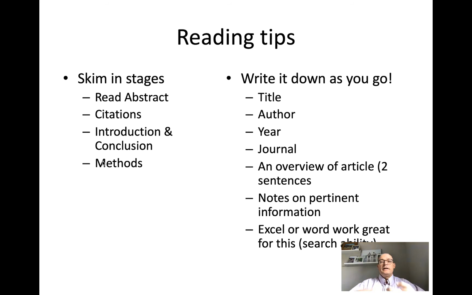Now, as you're reading, write some things down. Write down the title and the author, the year, the journal. And then even if you're not totally interested, write down 2 sentences based on what you read in the abstract, or what you found in the intro and conclusion. At least 2 sentences. Then you don't have to go back and read it.